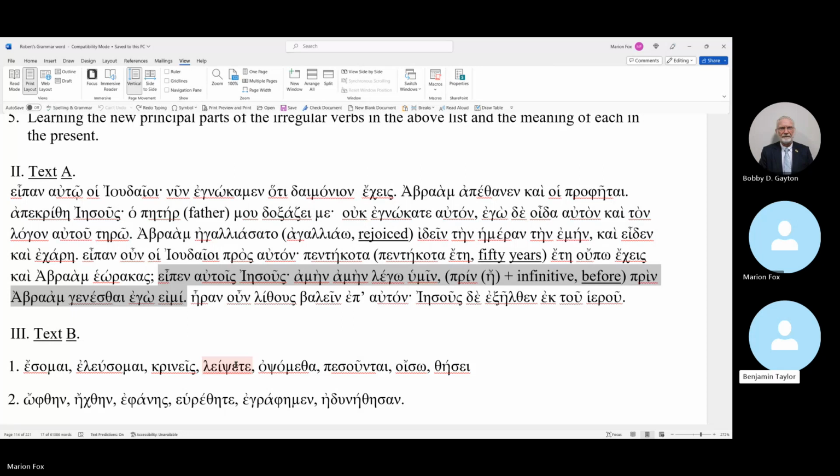Jesus said to them, amen, amen, I say to you, before Abraham came to be, I am. Okay. This had to hit them hard. So Jesus replied to him. I think this is right out of the text of the Bible, John 8. Amen, amen, lego humin. It's verily, verily, I say unto you.